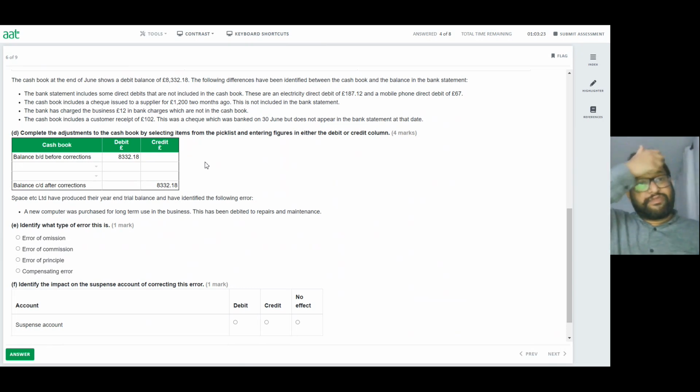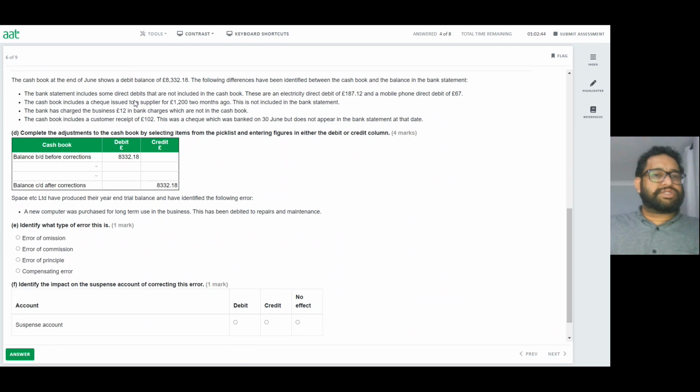The cash book at the end of June shows a debit balance of £8,332 and 18 pence. The following differences have been identified between the cash book and the balance in the bank statement. If you look at that here now, these are the balances, this is the balance before the error, and then the balance carried on after correction. So we are going to make changes here. Once we've done the changes, this amount will automatically be updated. As far as I know, it should be updated. So let's see here, the first one now.